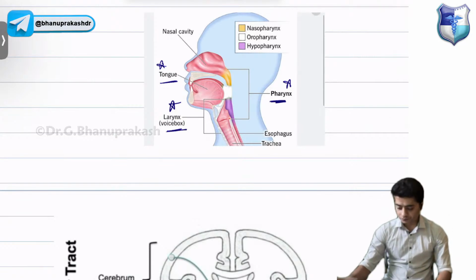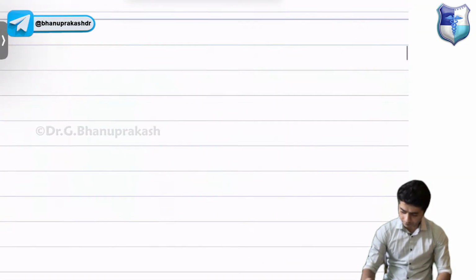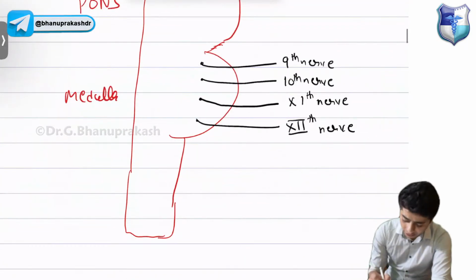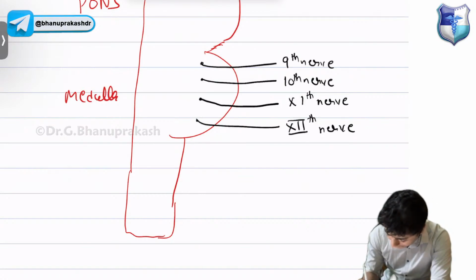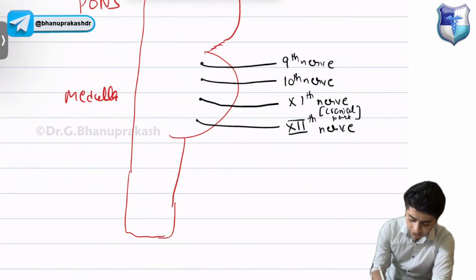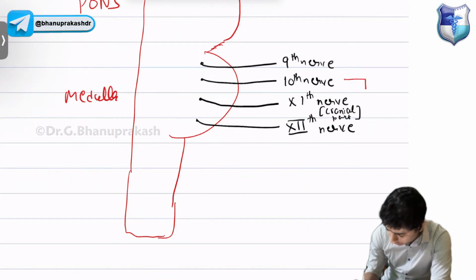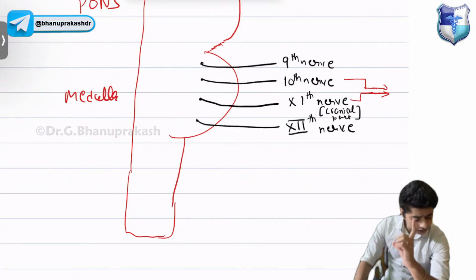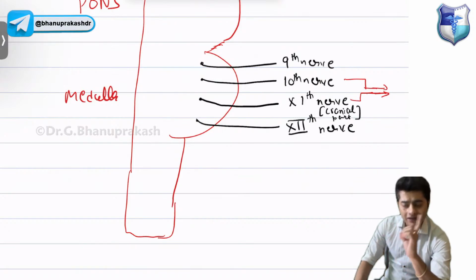Now, if we see this diagram, we have understood that this 10th nerve and the cranial part of the 11th nerve, they both combine. So the 10th nerve and the cranial part of the 11th nerve, in their due course, combine.